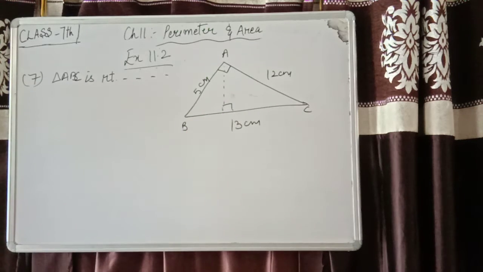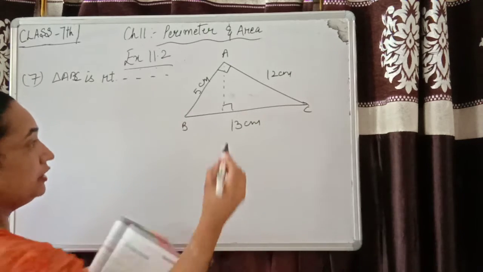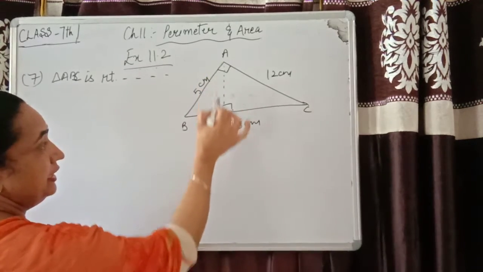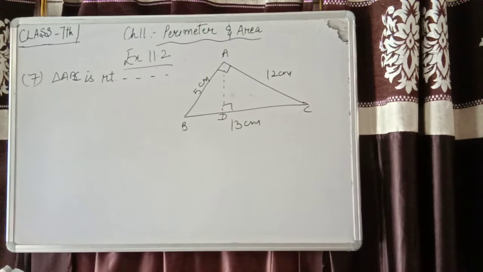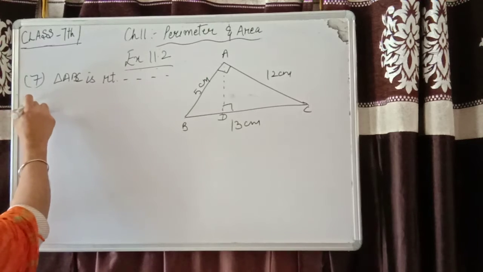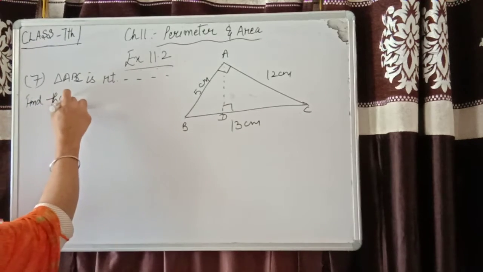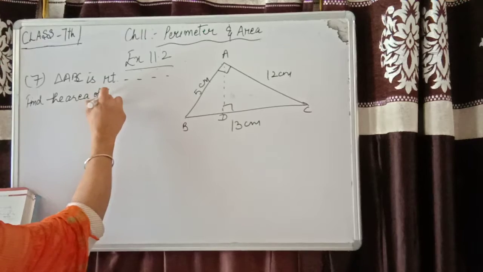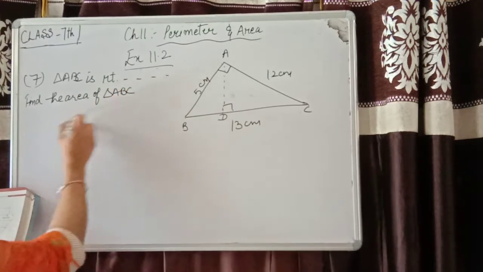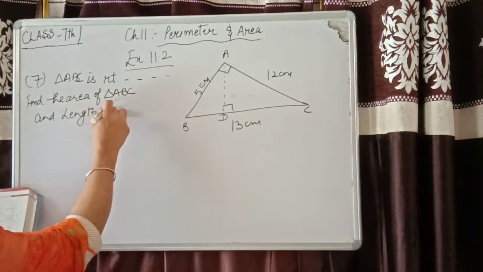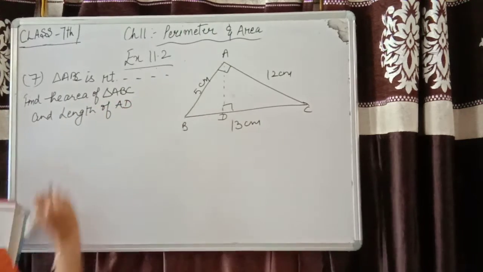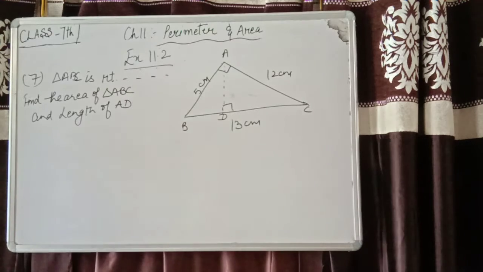And AD is perpendicular to BC. So, here AD, D point is this, AD is perpendicular to BC. This is also given. If AB is 5 centimeter, BC is 13 centimeter and AC is 12 centimeter, then find the area of triangle ABC and length of AD. We have to find these 2 things.